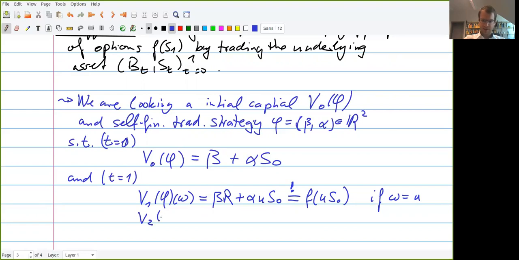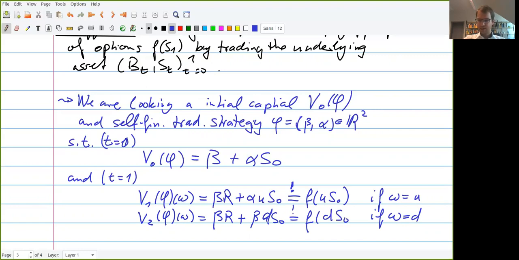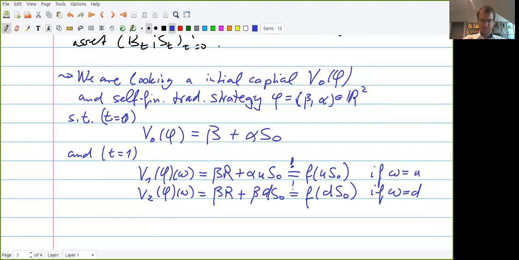And the second thing is, let's assume the prices are going down. So what do we have? The prices are going down, and we want this to also replicate the option, so we want to match the payoff of the option. And this is this. Okay, this is what we want to have.